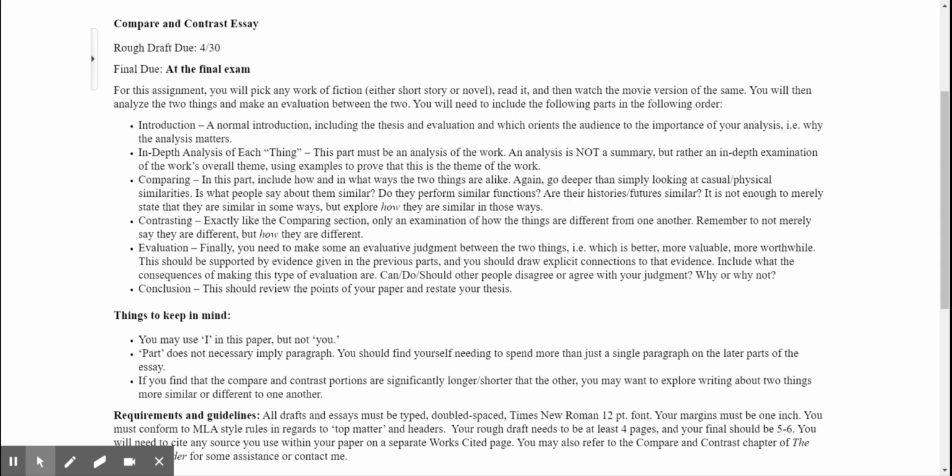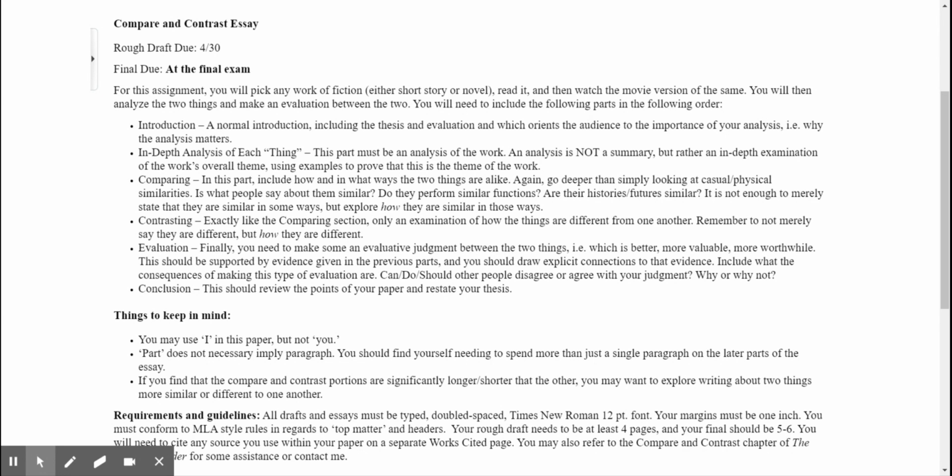I've kind of laid out an outline for you for this paper. So you should first have an introduction, like always. It's normal. It should include your thesis statement and your evaluation, and it should kind of cover the different topics that you're going to cover in your paper.